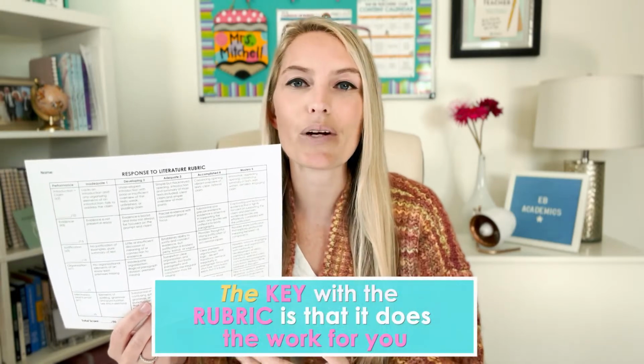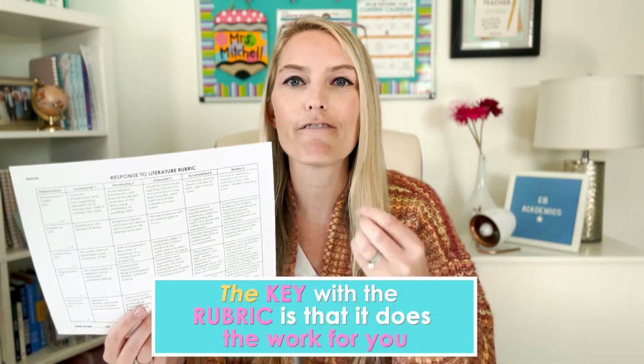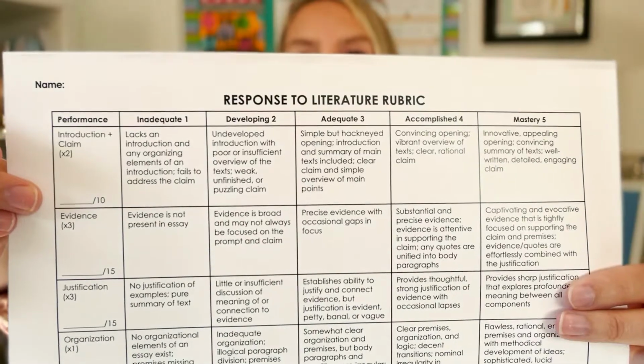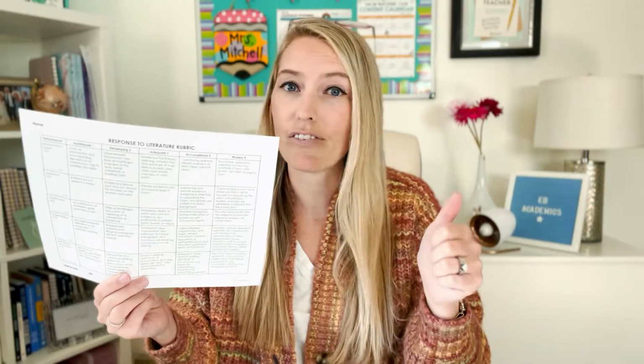And the key with the rubric is that it does the work for you. You will see that I will circle and underline certain things in order to show students what's working and what's not working, as opposed to writing comments all over their paper, which is tedious and takes a ton of time. So when I get to that section of the video, it's gonna be hugely helpful to watch me grade a paper so you know exactly how to utilize a rubric effectively. So key number 1, you gotta use an effective rubric. That is the baseline. You absolutely have to have this as a part of your essay grading repertoire.